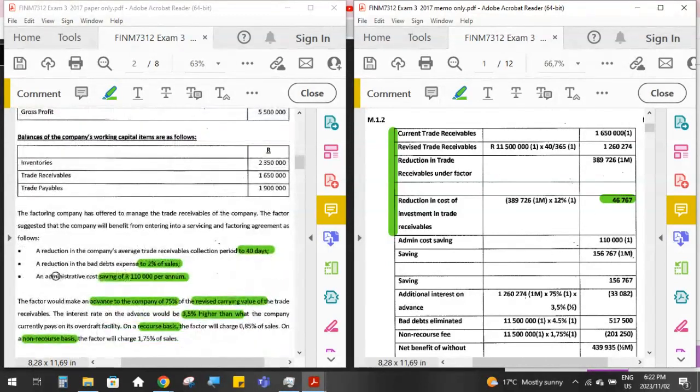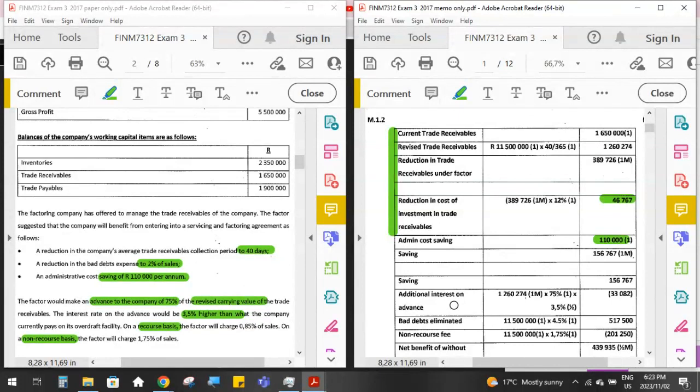Then they told us that we would have an admin cost saving of 110. So we write down admin cost saving 110. So far, and take note, there's no brackets around that. And I've put the word reduction, and I've put the word saving there. So I know that's cash flow in. So when we've got cash flow in, we use no brackets. If I've got a cash flow out, I'm going to put brackets around the amount. So far we've got those two amounts of savings. They've added those two up over there, duplicated.